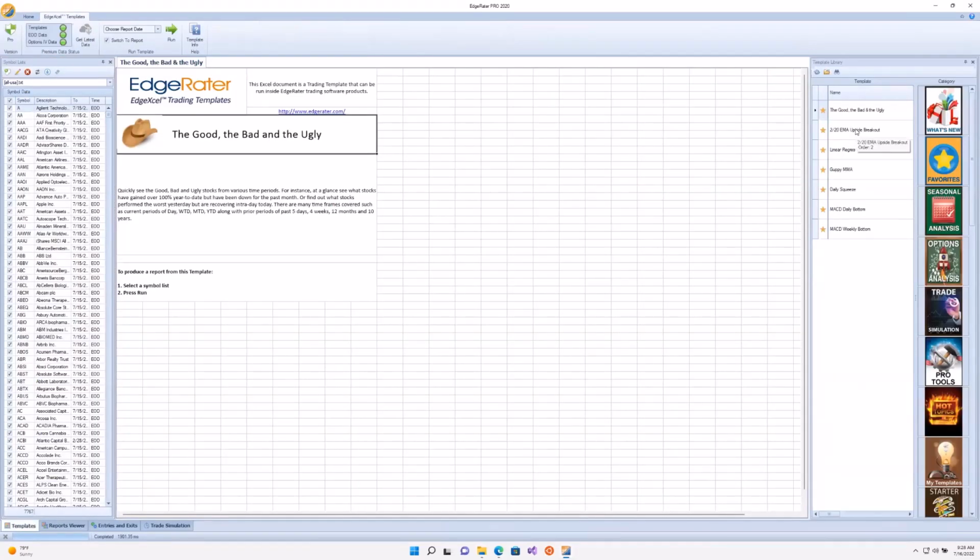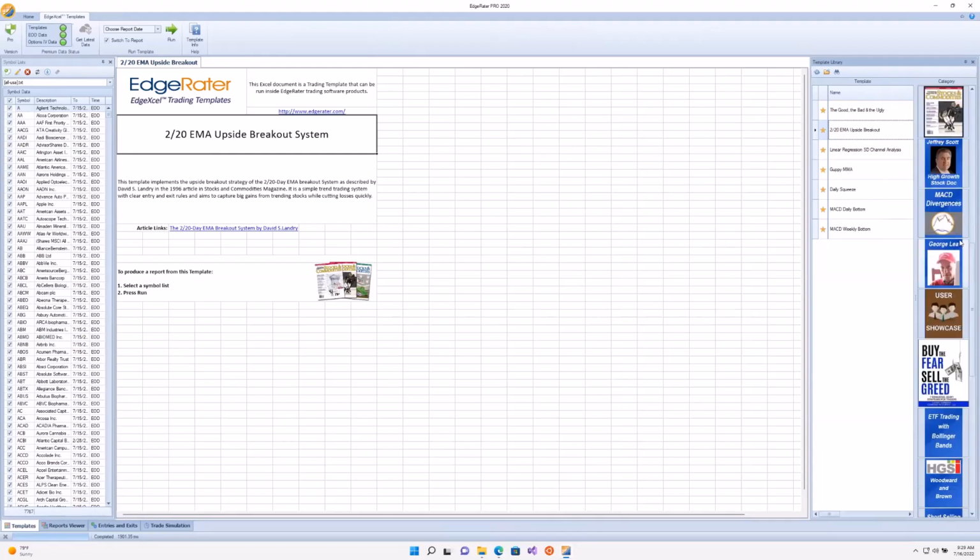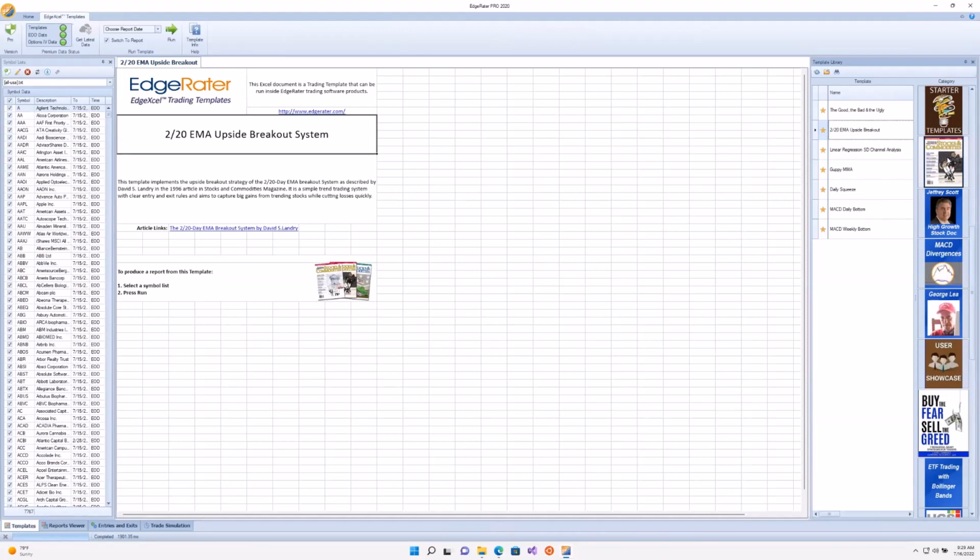Now, there are some templates that are, so the good, bad, ugly is just really a percent price change over various periods. A template that's very interesting to run is this 220 EMA upside breakout system. This you'll find in a category called technical analysis of stocks and commodities. You'll find it over here. There's a few templates in there, but the 220 EMA upside breakout system is a trading system that was written about in that magazine. And there's a link to the article here.